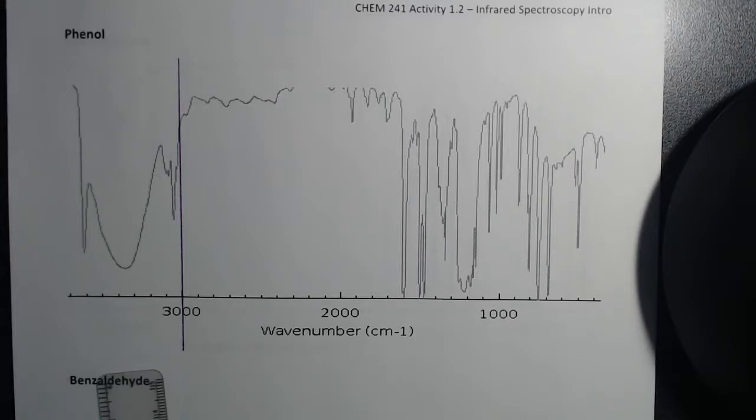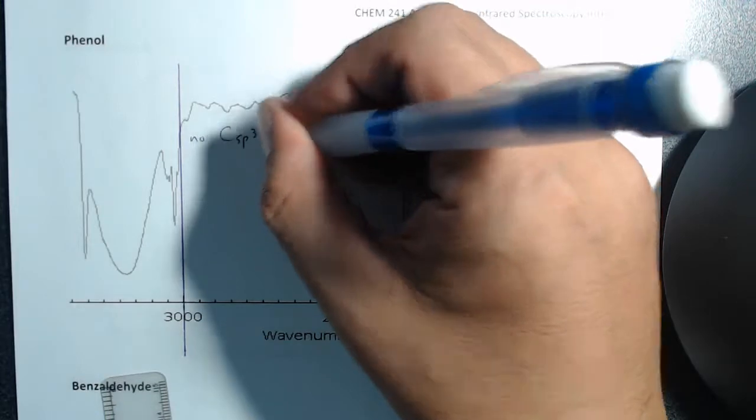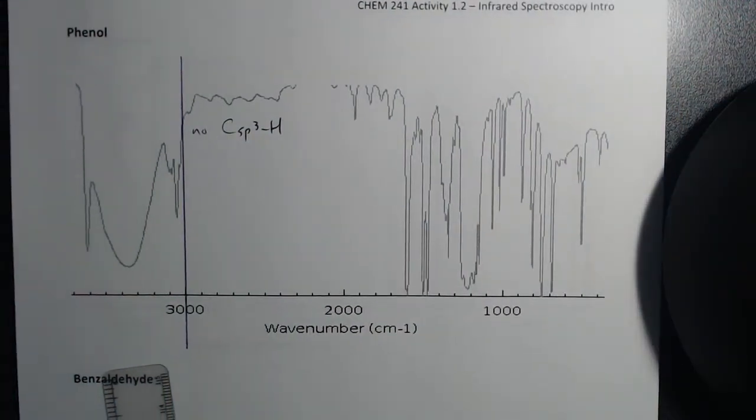No, there's no alkane CHs. So I just want to point that out. There's no CSP3H, meaning there's no alkane. So every carbon in there that has an H on it has to be involved in the double bond.